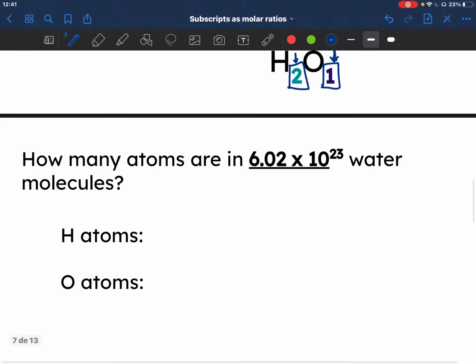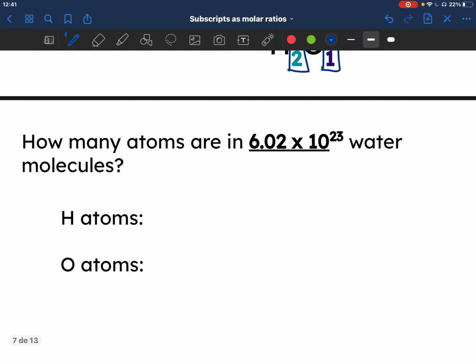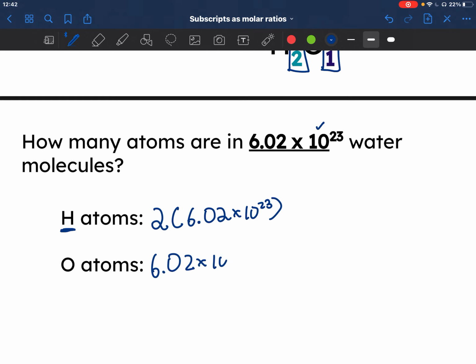So let's scale up. This time we're counting atoms in 6.02 times 10 to the 23rd water molecules. So for hydrogen, that's going to be 2 times however many molecules I have. In this case, I just happen to have 6.02 times 10 to the 23rd. For oxygen, it'll be exactly the same as the number of molecules. We can do the math here. This is equal to 1.204 times 10 to the 24th.